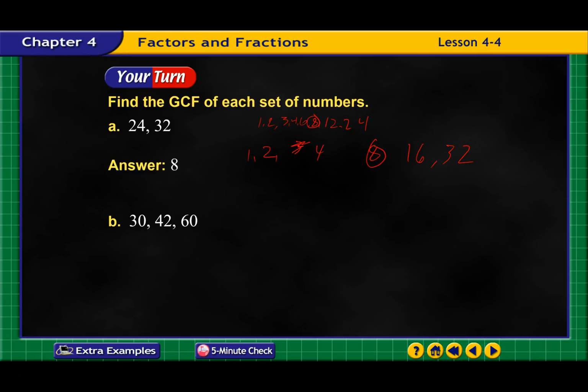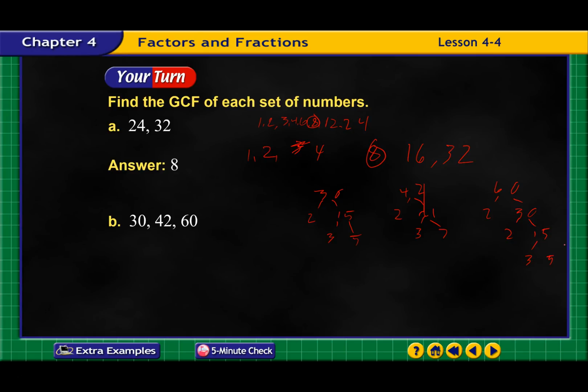All right, so this other one I'm going to do the other way. So I'm going to take 30. That's going to be 2 and 15. It's going to be 3 and 5. 42 is going to be 2 and 21, which is going to be 3 and 7. 60 is going to be 2 and 30. It's going to be 2 and 15, which is 3 and 5.